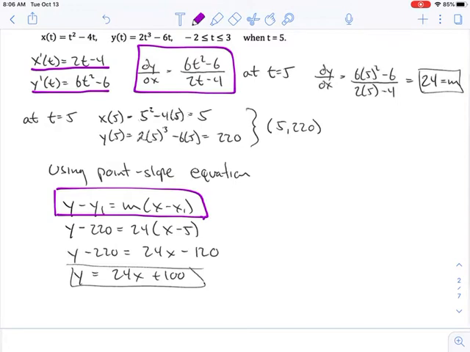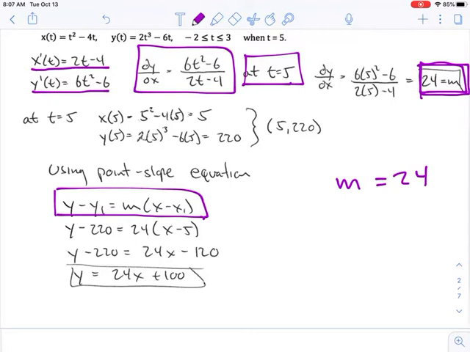Then at t equals 5, we substitute in 5 for t in the numerator and in the denominator, and we end up with 24. That becomes my slope. So the slope is 24. When t is equal to 5, the slope of the tangent line to the curve at that point will be 24. Now I need to find my x1, y1.